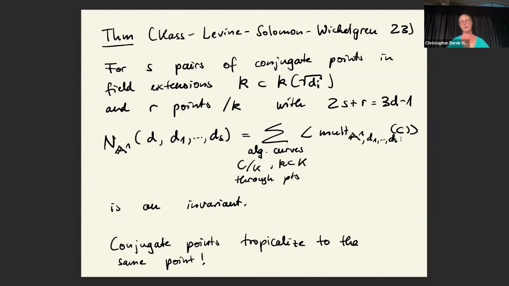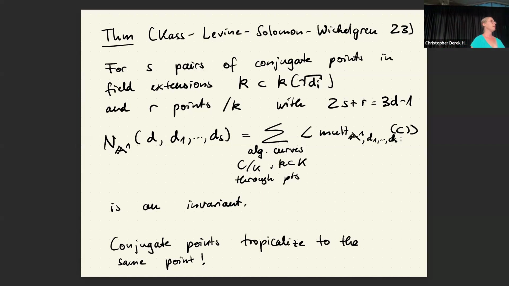And this is also an invariant, and this was proved by Jesse Katz, Mark Levin, Jake Solomon, and Kirsten Wickelgren just recently. And it's a very nice result because this is once again a really nice class of enumerative invariants, which works for any field. So it has a lot of information.